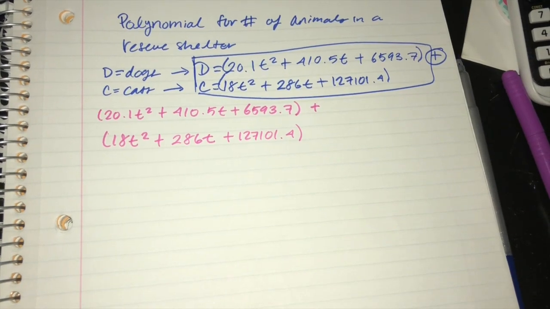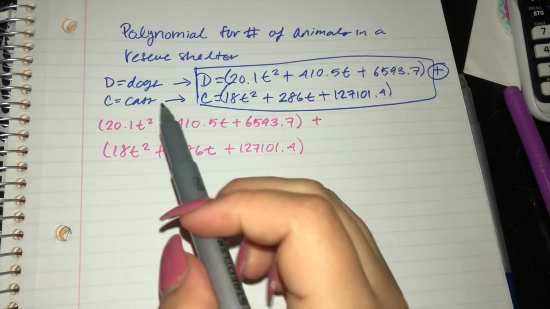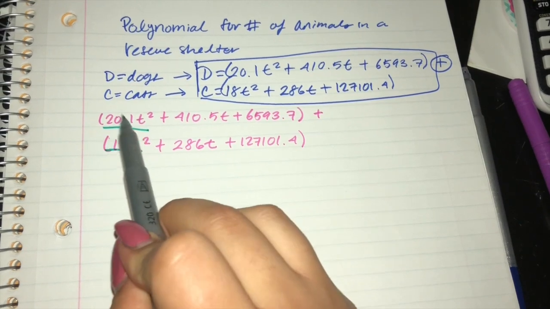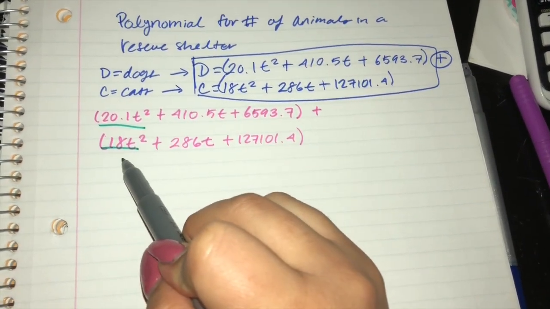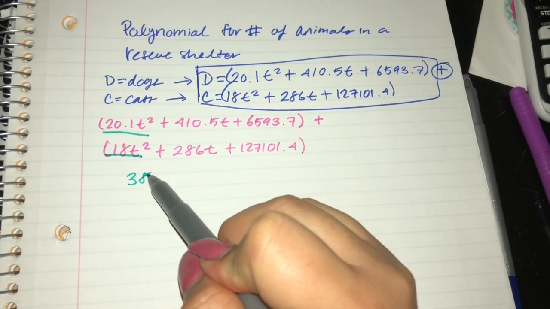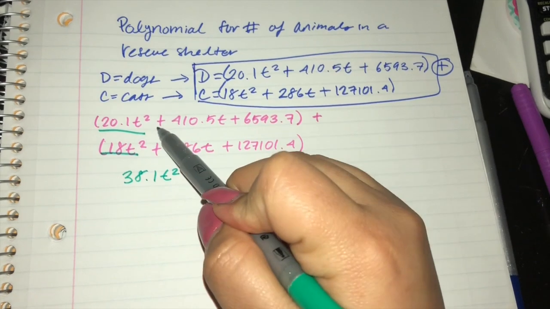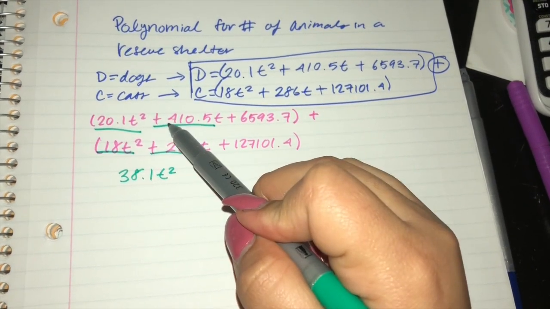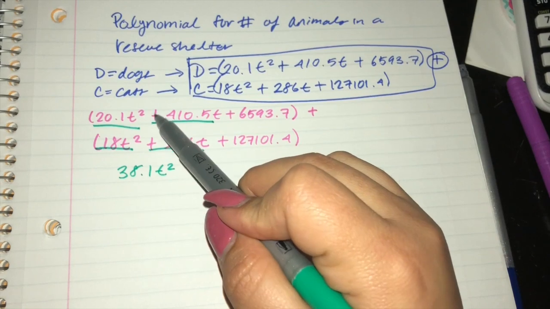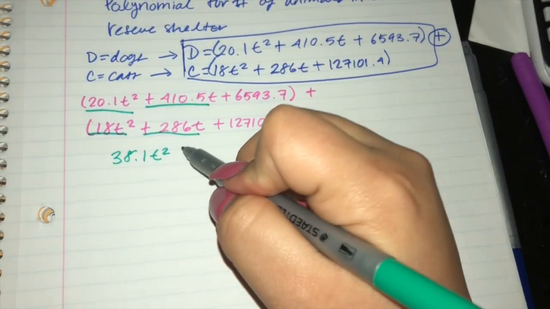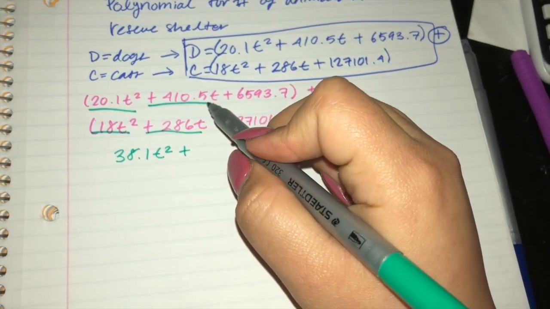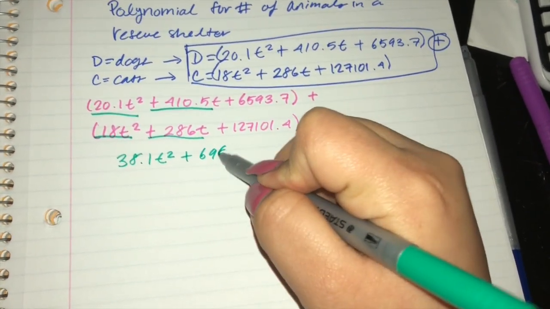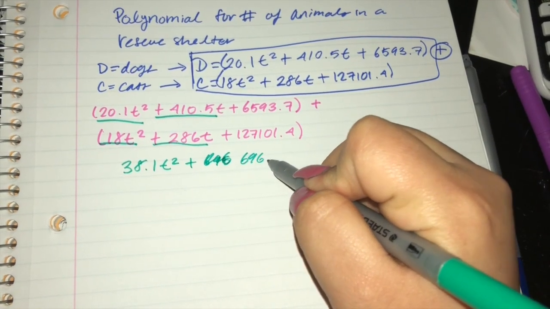So after you do that, what you're going to want to do is, since these are both the same, 20.1t squared plus 18t squared is 38.1t squared. And then next this one. And whenever you're adding anything like that, you always take the sign in front of the number. So this 410 would be positive because there's a positive in front. Same thing, just basic rules that apply. Plus whatever 410.5 plus 286t is. So that's 600, oh, my mistake, 696.5t.